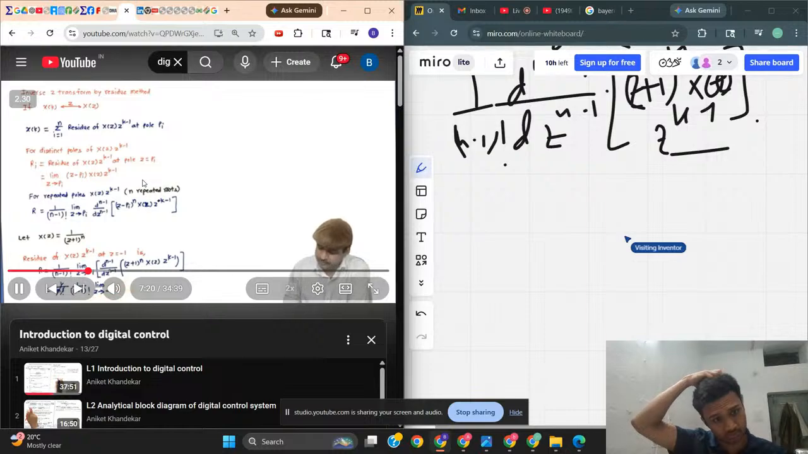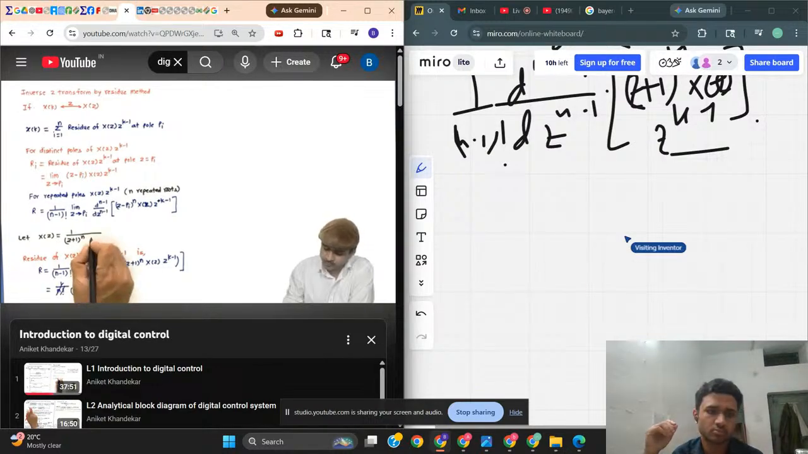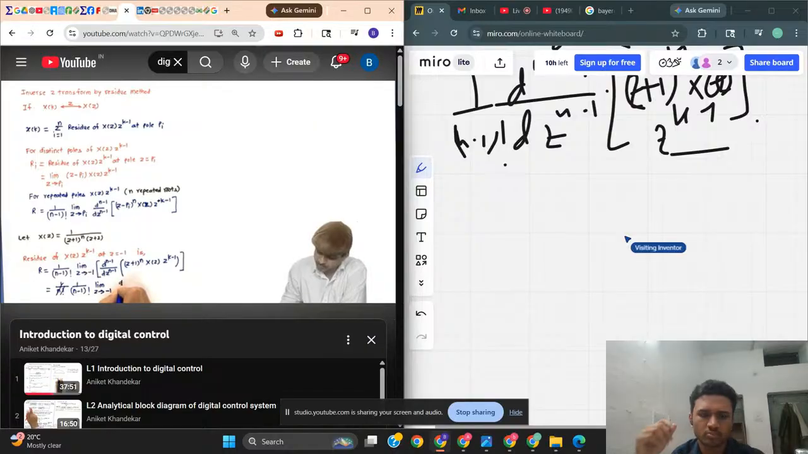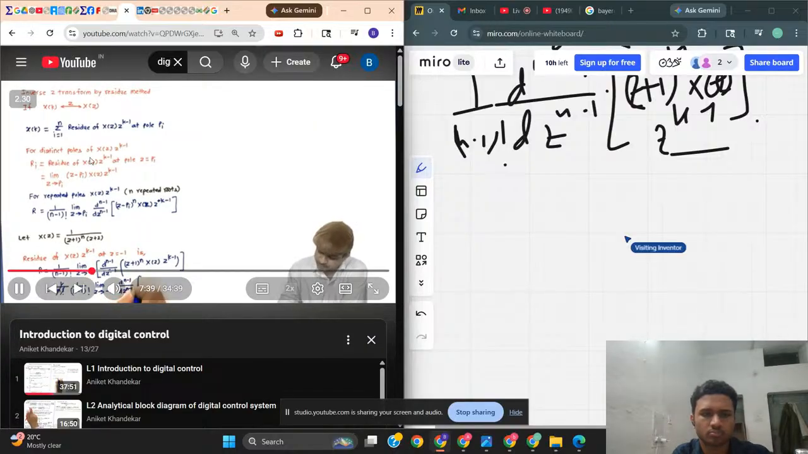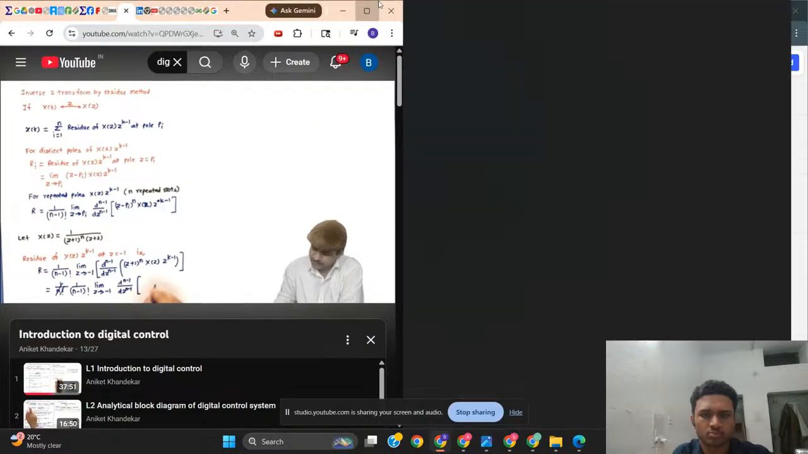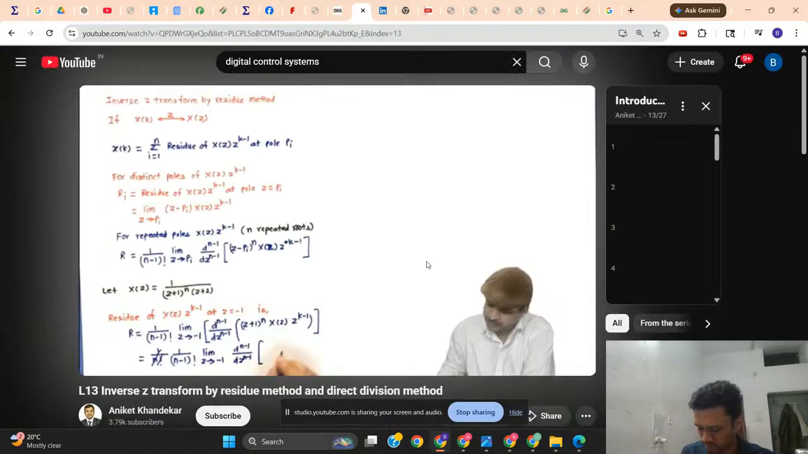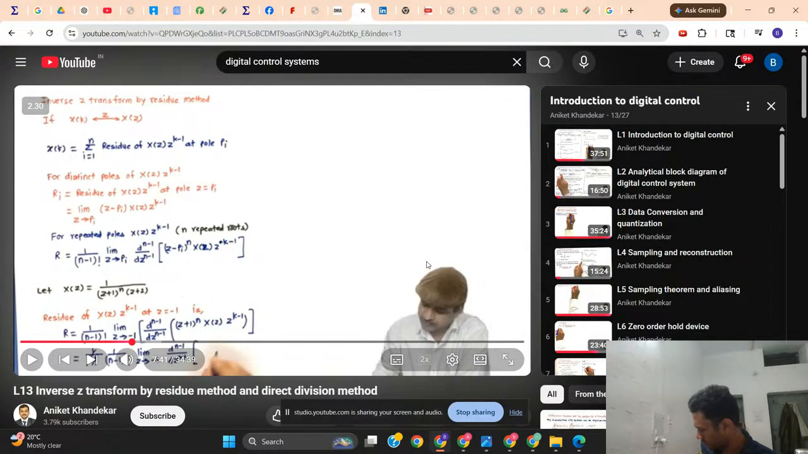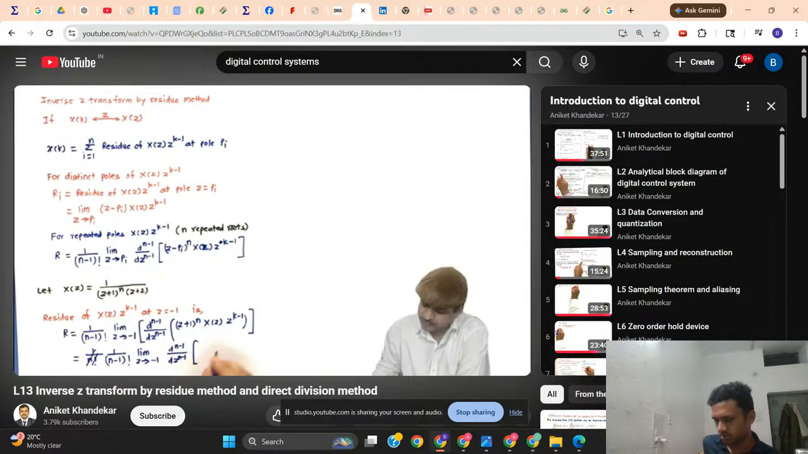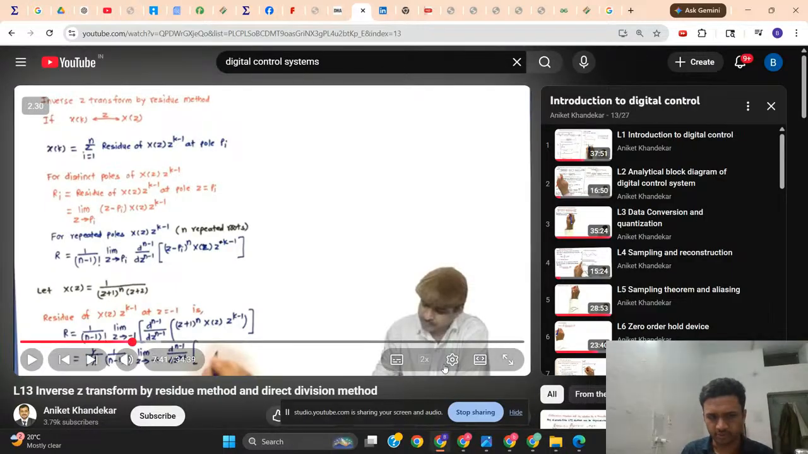It tends to minus 1. So for the sake of this, we will have some other pole also. Let z plus 2 into n minus 1 derivative of. You try to do it in a copy itself because it's causing a lot of problems, because this board needs to be brought down every time, so that's a problem.